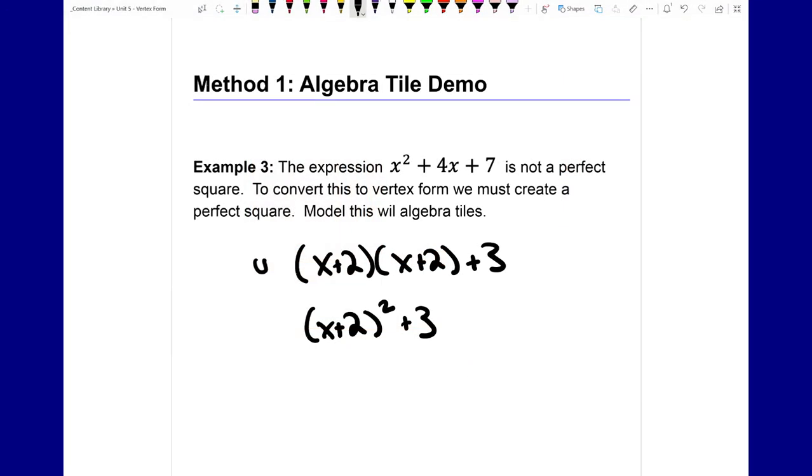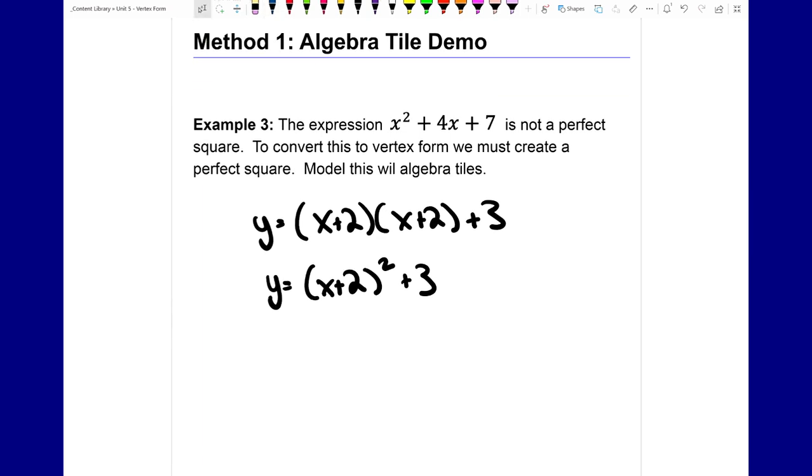So again, we still have something that looks like vertex form, even with having more tiles than necessary to make a perfect square. We can still write an expression involving that perfect square and creating an equation that is in vertex form. We have an a value, we have our h value, and we have our k value. So we can use algebra tiles to kind of complete the square to turn a standard form equation into vertex form.